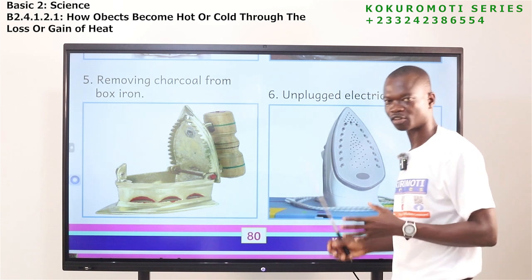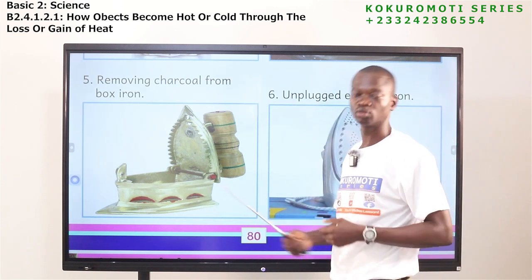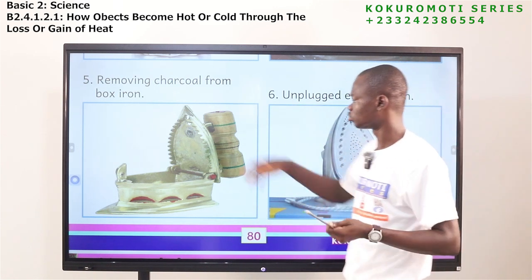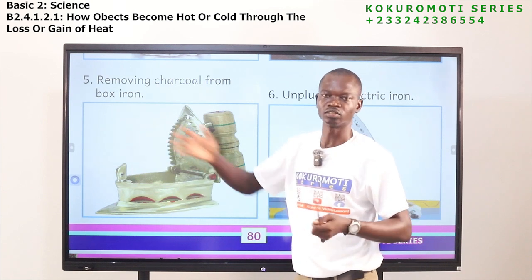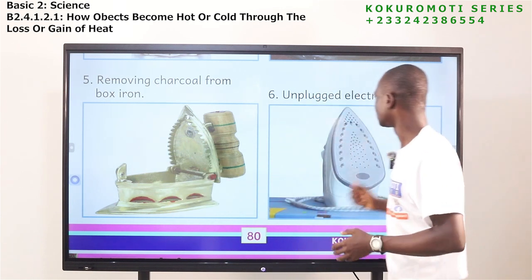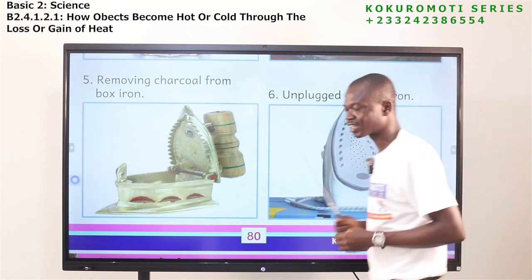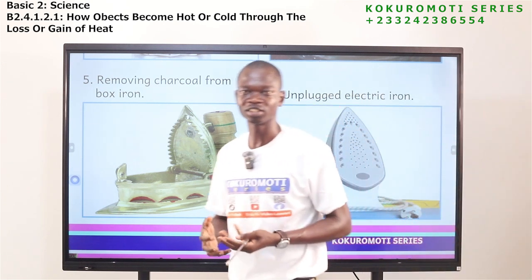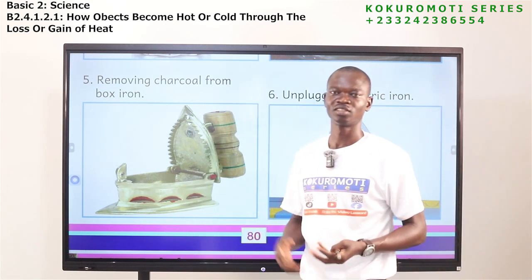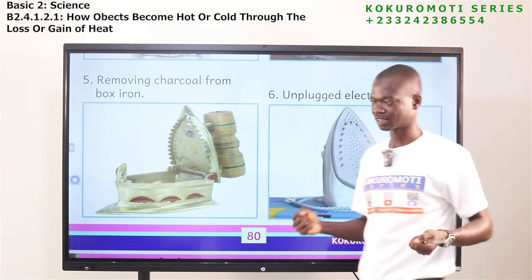The next one, removing charcoal from a box iron. So you have a box iron. It is hot. You want it to become cold. What you do is to remove the charcoal from it. Now this side, unplug electric iron. So if you have an electric iron that is very hot and you want it to become cold, what you do is to unplug it. Okay.